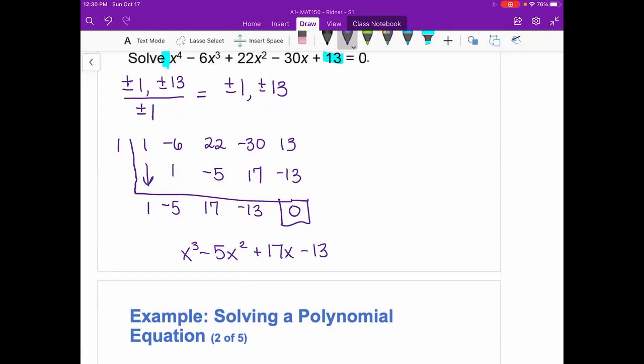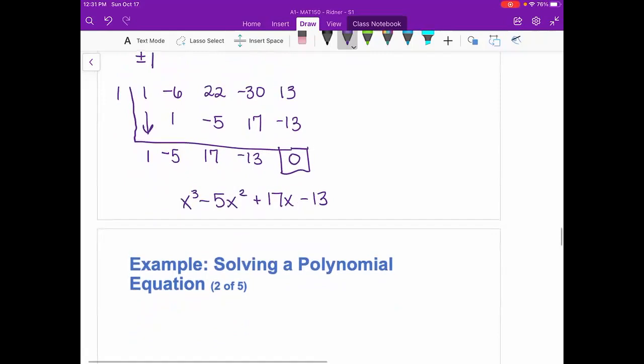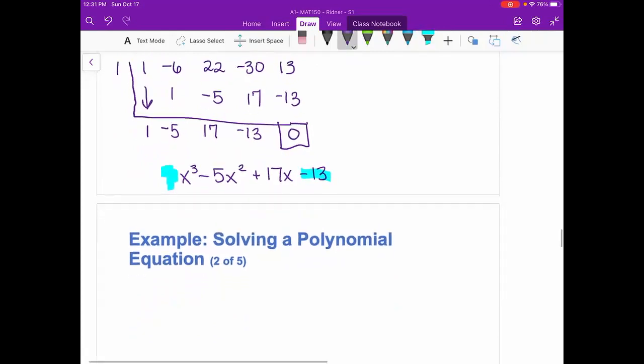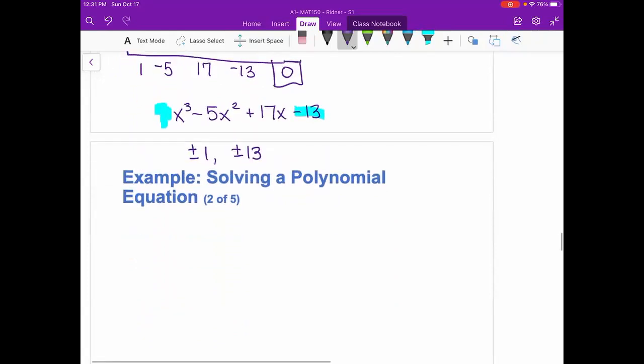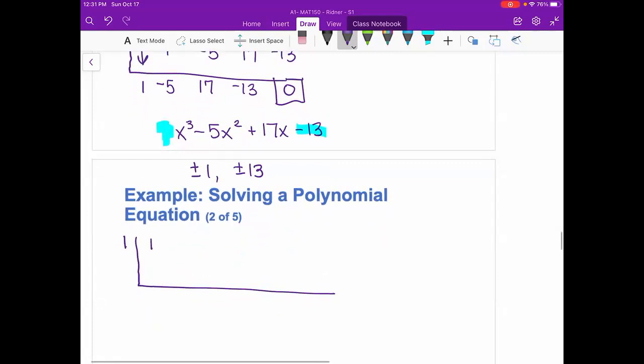Right? Can't use quadratic formula yet because I'm not down to x squared. So I've got an extra step in between, which makes this problem longer. Kind of sucks, but you know, here we are. It's fine. Okay. Notice that I have 13 and 1 again. So I have the exact same rationals to try. I could try positive or -1 or positive or -13. So I'm just going to start where I started before, with 1. This time I'm going to use my new coefficients, 1, -5, 17, and -13.